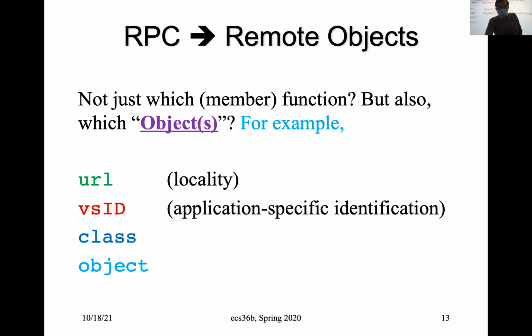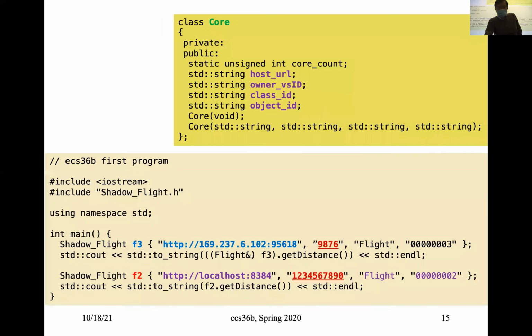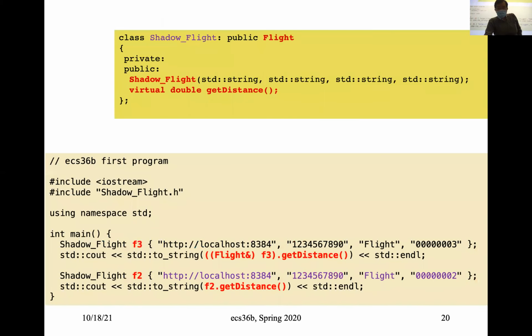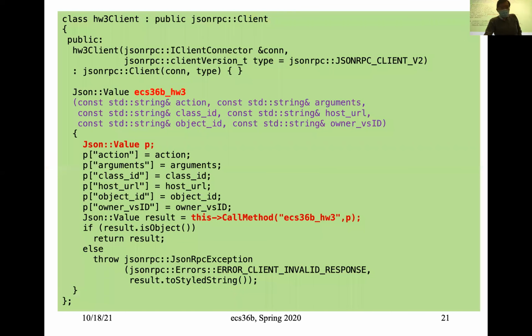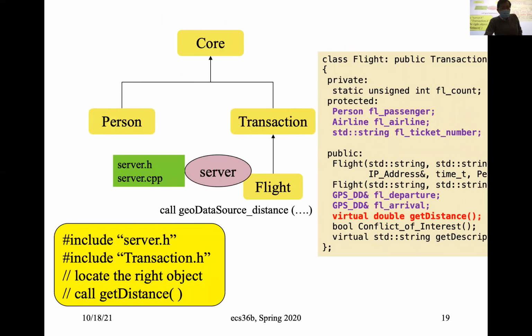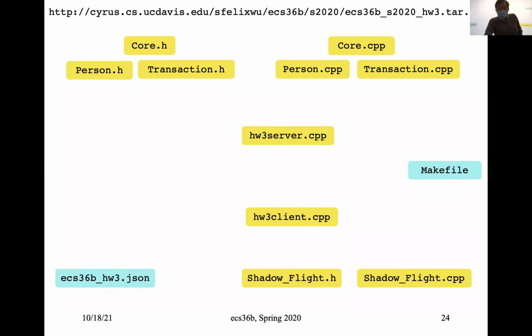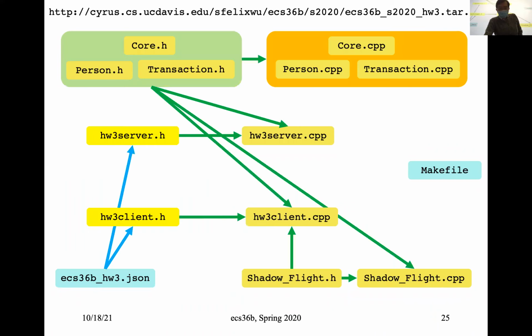I'm going to show you an example of what the Json Rpc looks like. Wait a minute, where is my... Oh, I lost it. Okay, that's fine. Let me just show you this picture so you know what's going on.